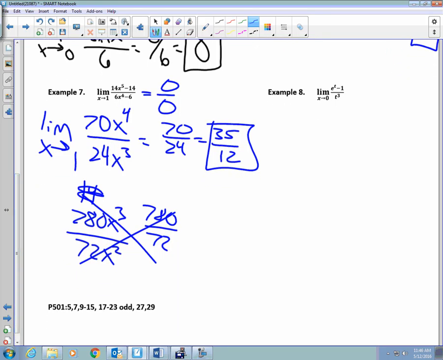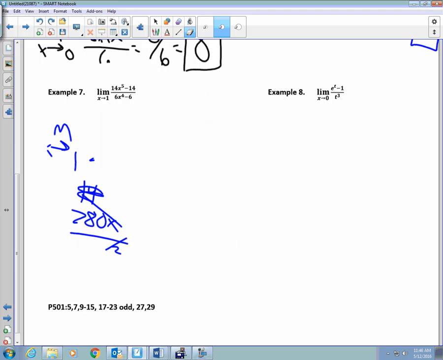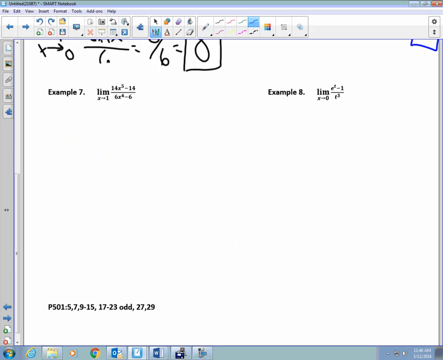Okay, example 8. e to the t. It should be t approaches 0, sorry. What do you get if you plug in 0? What's e to the 0? 1 minus 1 over 0 to the third. So I get 0 over 0. Is that indeterminate? Yeah, so do L'Hopital's rule.